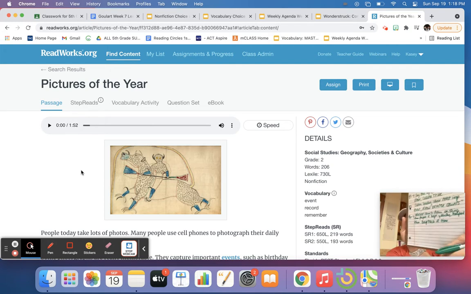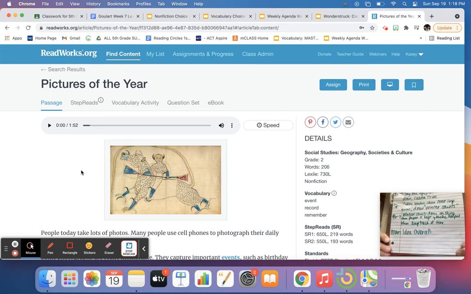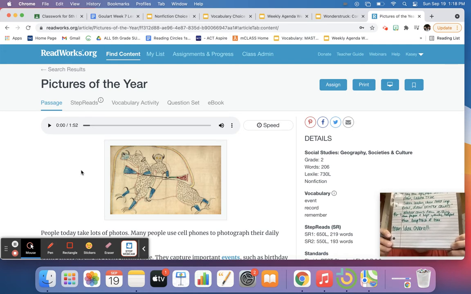So on the very bottom of your notes, we're going to write main idea overall. Main idea overall. That is because the language of the testing questions, a lot of times will ask you, what's the overall main idea? So we're going to start using that language in our daily activities.